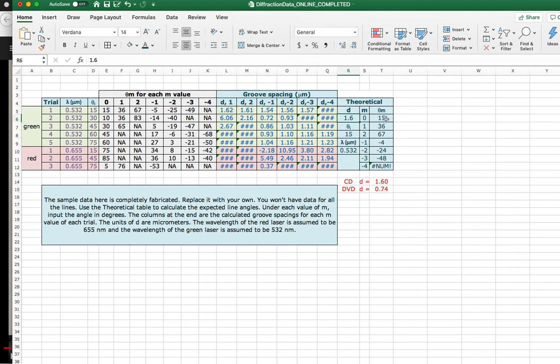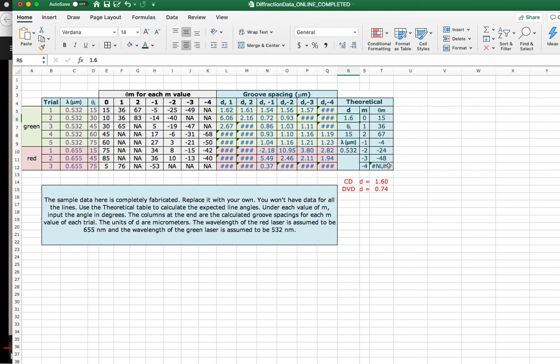see an M equals 0 at 15, an M equals 1 at 36, which is what we do, M equals 2 at 67, which is kind of exactly right. Minus 1 should have been at minus 4. I marked it at minus 5. Minus 2 should have been at minus 24. I marked it at minus 25. And minus 3 should have been at minus 48. I marked it at minus 49. So you can see the results can come out pretty good.